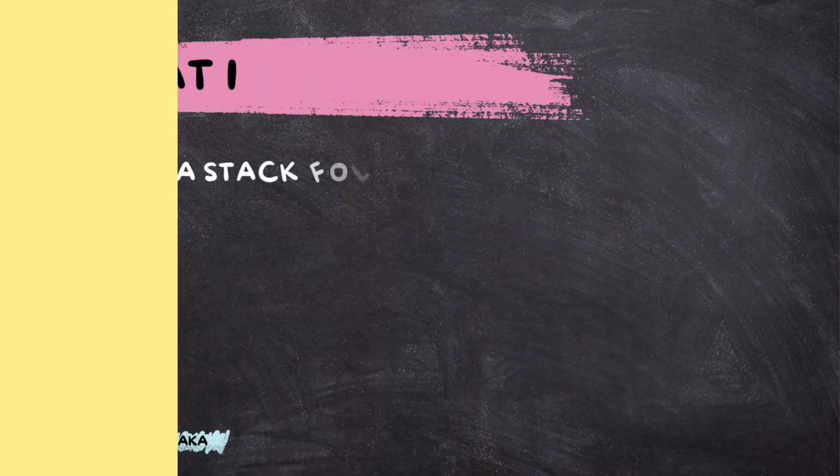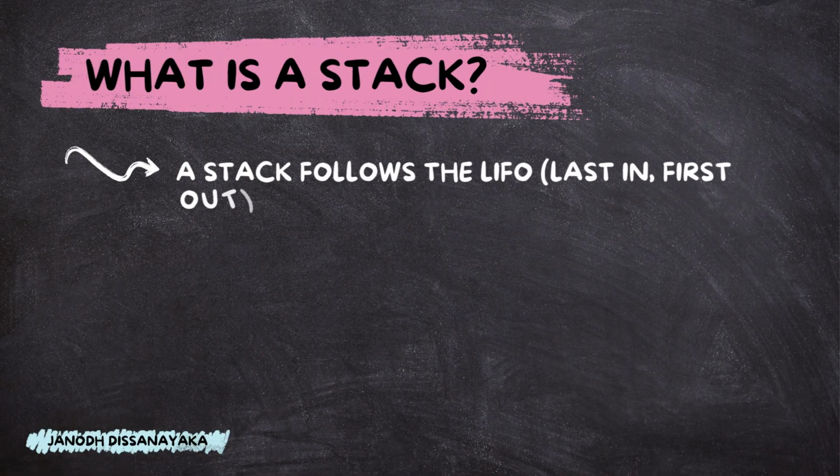Before we dive into the implementation, let's quickly recap what stacks and queues are. A stack follows the last in, first out principle, meaning the last element added is the first to be removed. Think of it as a stack of plates. Then a queue follows the first in, first out principle, where the first element added is the first to be removed. The operations in a stack are as follows.